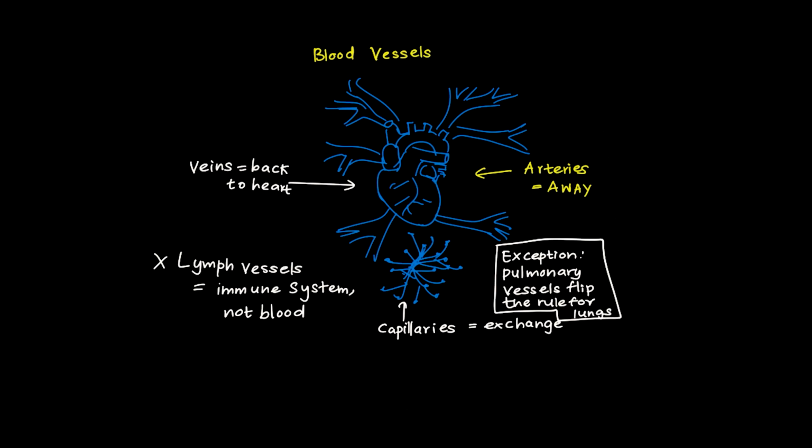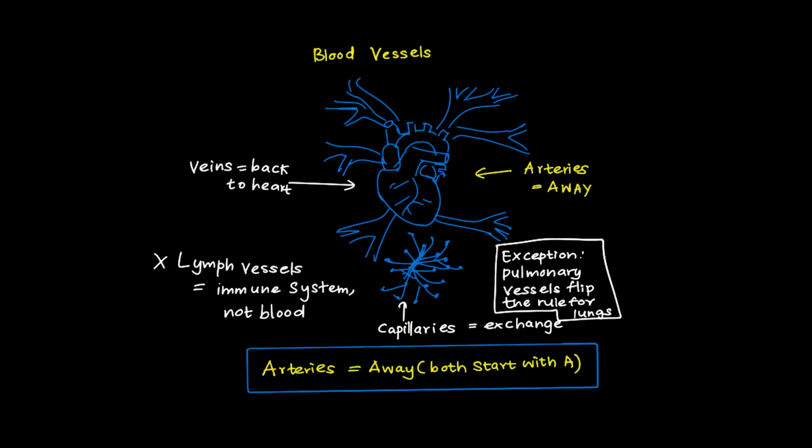Here's a WGU C458 OA exam tip for you. Away from heart = arteries. Back to heart = veins. Quick recall hook. Arteries = away, both start with A.